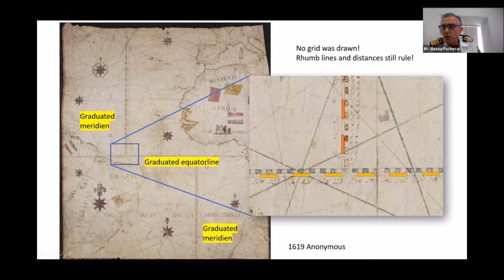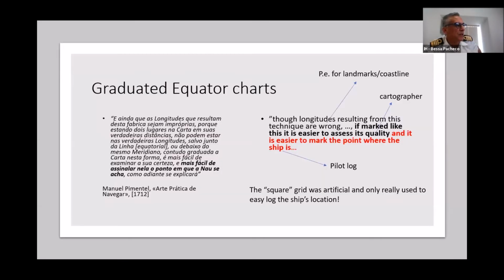The only problem is, why did cartographers move from a non-gridded equator, just a line, to a gridded one? What was the reason? And that is actually explained by Manuel Pimentel. He's clear about it. He says, though longitudes resulting from this technique are wrong, and when he says this, it is if you look at the latitude, longitude of landmarks and coastline, then it's wrong. If marked like this, it's easier to assess its quality.